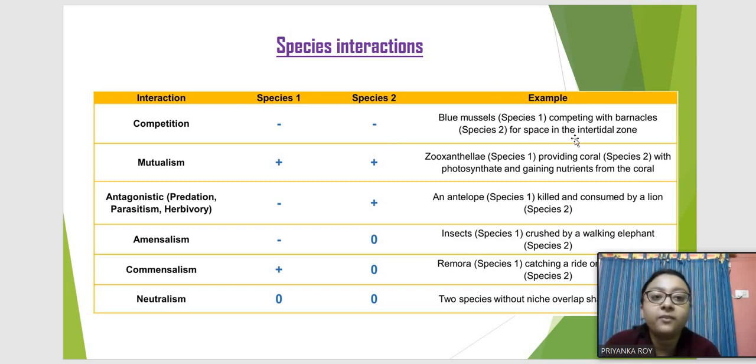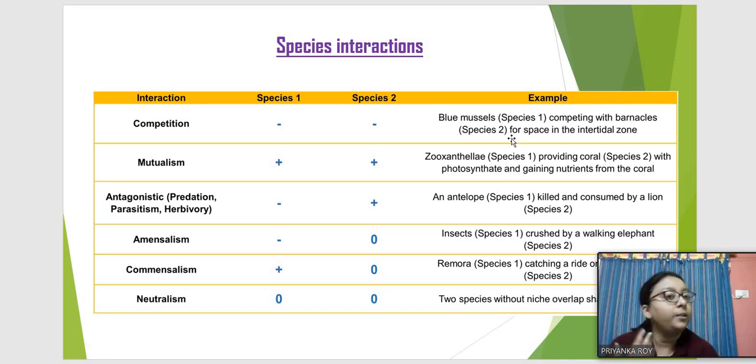So an example is given here, like the blue mussels, they are considered as species 1, competing with the barnacles as the species 2 for space in the intertidal zone. So the intertidal zone is a very specific space in the seashore where the tide comes and it goes away, and therefore that region is very suitable for these mussels and barnacles. So when they are together in the same environment, they start competing among themselves for that particular zone. So this is an example of competition where they're competing.